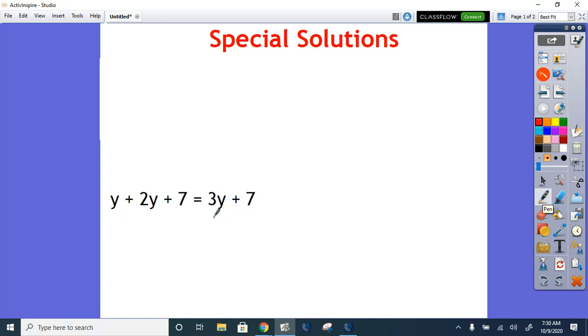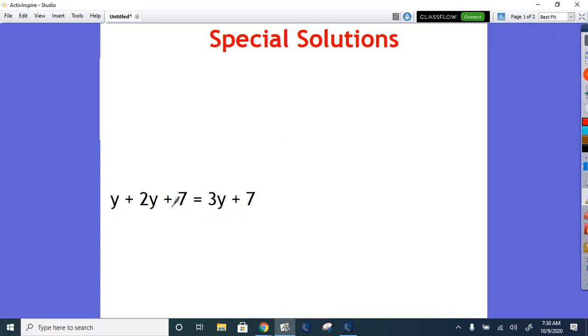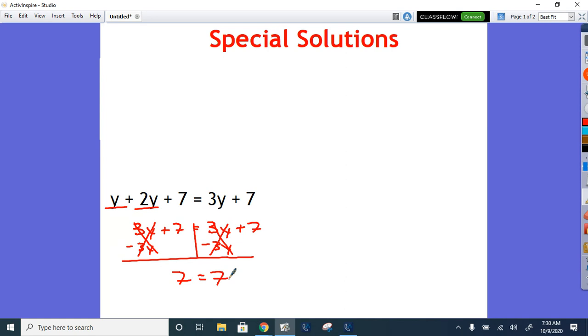Here, again, I look to see, do I have a distributive property? No. I look to combine my like terms. y plus 2y is 3y plus 7, and that's equal to 3y plus 7. Now I'm going to move my variables. The smaller variable, well, they're the same size, so I'm going to subtract the 3y from both sides. And I end up getting 7 equals 7. So last time we had a false statement. This time we have a true statement.